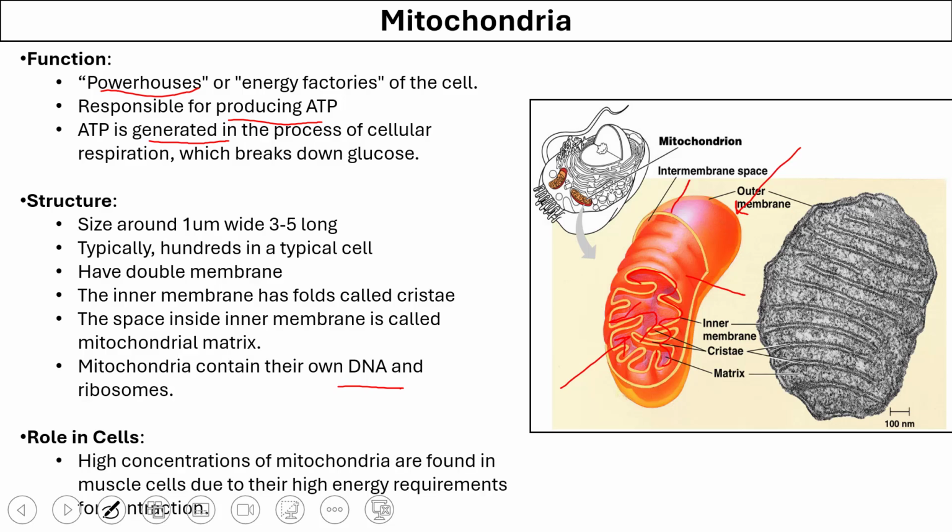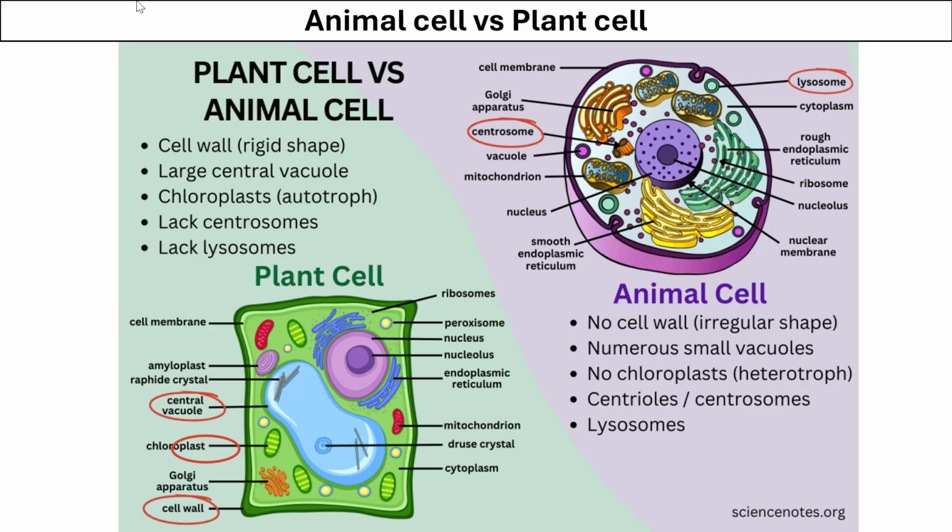Because mitochondria is involved with the production of power or energy, and a lot of energy is required for processes like muscle contraction, the muscle cells tend to have a lot of mitochondria in them. Till now we have studied the structure and function of the animal cell. Now let's look at the differences between animal cells and plant cells, and then we will study the organelles which are unique to plant cells.